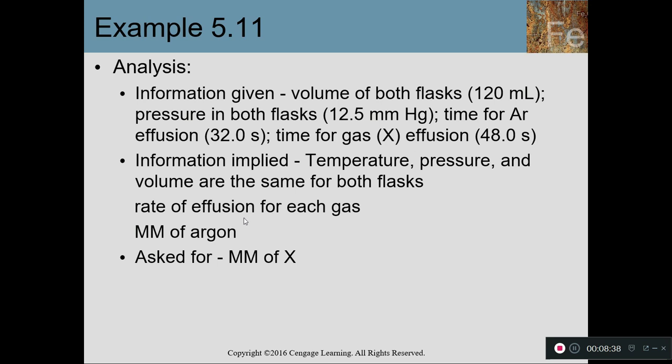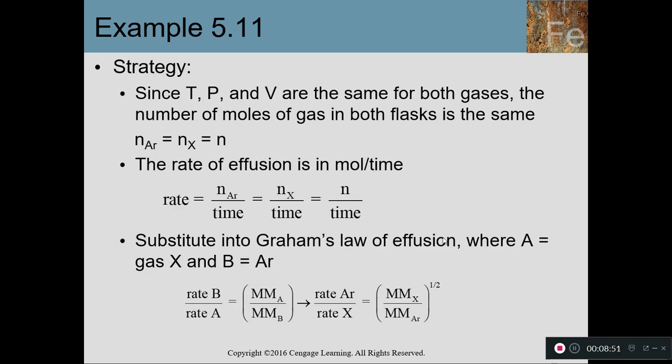We can calculate the rate of effusion. I'll talk about that in the next slide. We know the molar mass of argon. We looked that up off the periodic table, and it's asked for the molar mass of X. So here's the process.